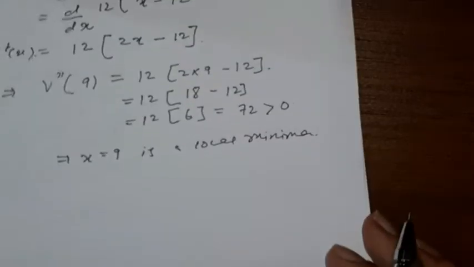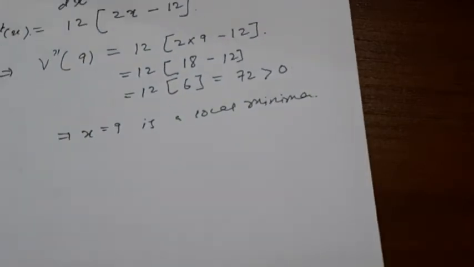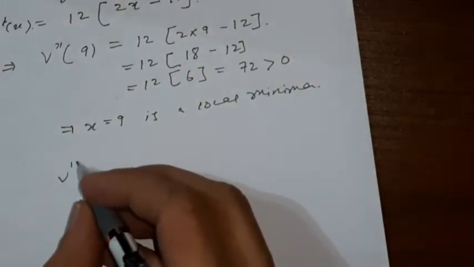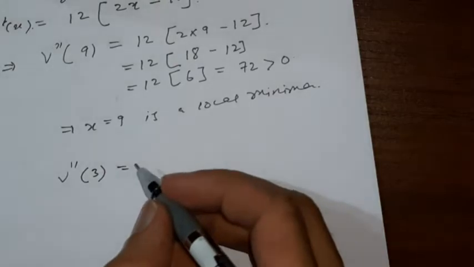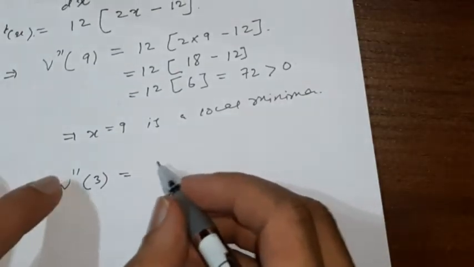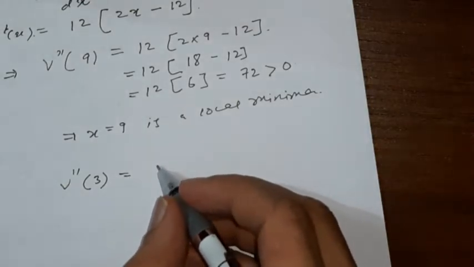But we don't want local minima, we want local maxima, because the volume should be maximum. So this we cannot take. So let us check the other point. Although you have to every time check all the critical points. So second critical point, for that V double prime of 3 is what?